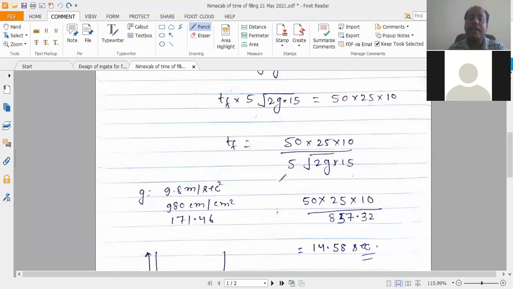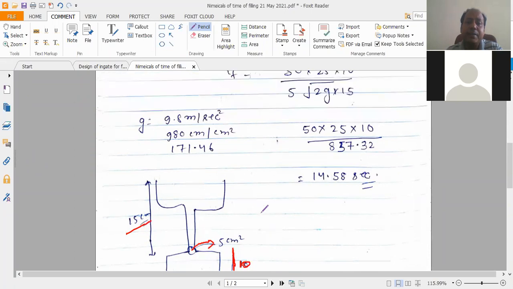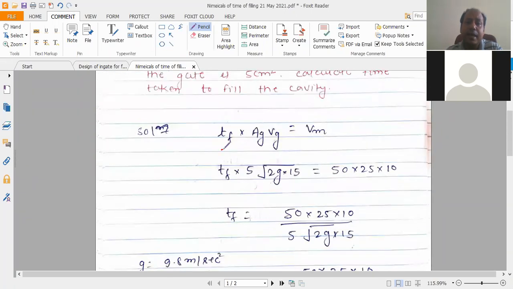So this is the top gate, the figure is there. The total height is given as 15 centimeter, and 50 centimeter, this one is the 50, this one is the 25 and the depth is 10 centimeter. And the area of the gate is equal to 5 centimeter square. So you can determine this by the equation TF into VM and TF VM by this AG.